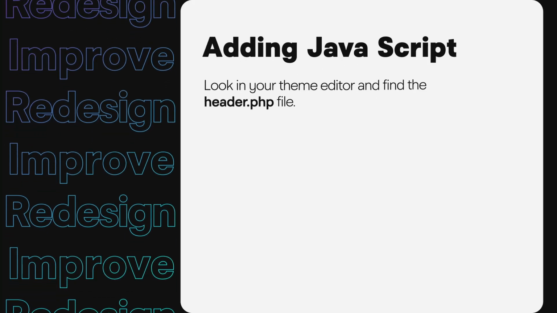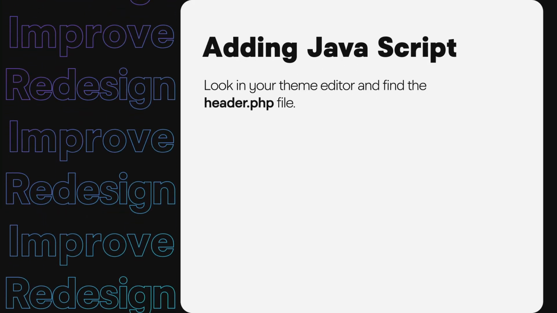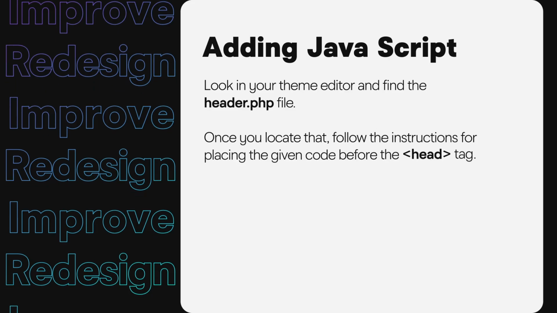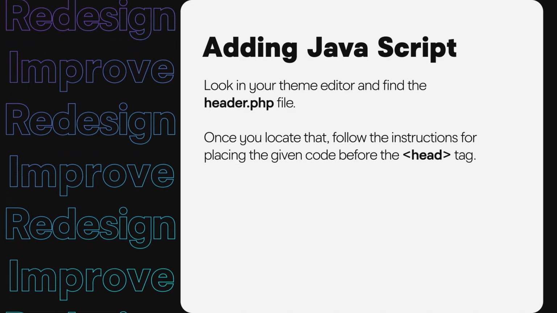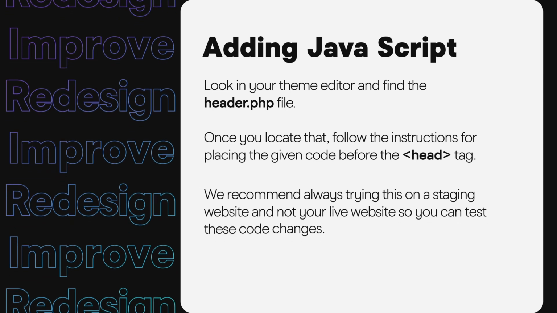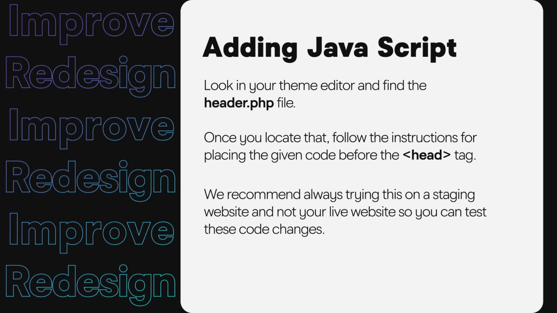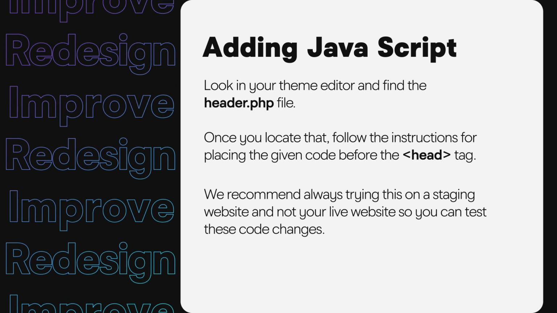If you're on a platform like WordPress, your theme may have a place to add JavaScript code easily in your theme's custom settings. Often this area is under Customize. If not though, you can look into your theme editor and find the header.php file. Once you locate that, follow the instructions for placing the given code before the head tag. We recommend always trying this on a staging website and not your live website so you can test these code changes.